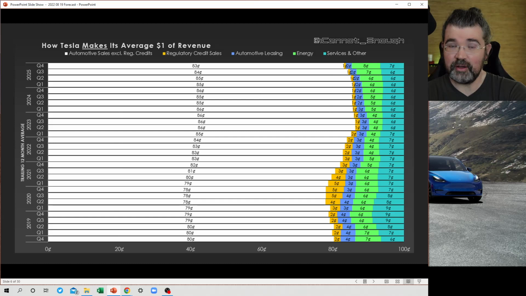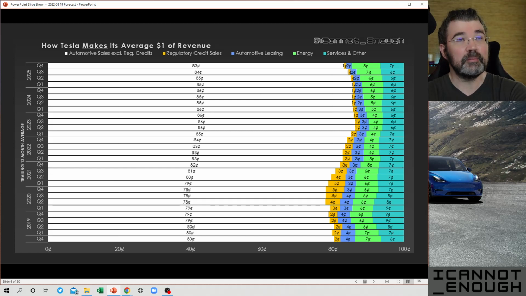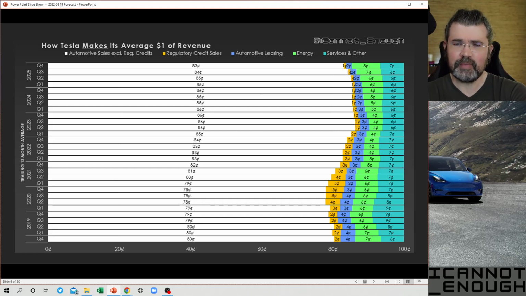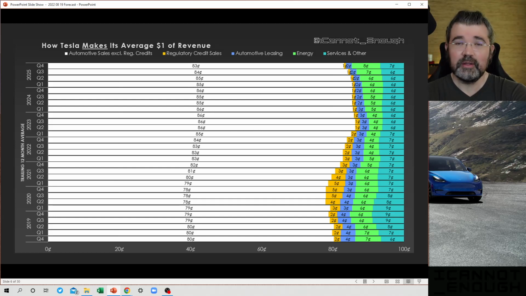So for the average dollar of revenue, where did it come from by source, major source of revenue for Tesla? Tesla has a few different divisions. The primary one is automotive, which is why the largest bar each quarter is automotive sales excluding regulatory credits. I wanted to show regulatory credit sales separately from automotive, even though they're included in automotive revenue the way Tesla reports it, because those have already peaked in 2020 in terms of how much of Tesla's average dollar of revenue they contribute. That was as high as 5 cents and has since fallen.